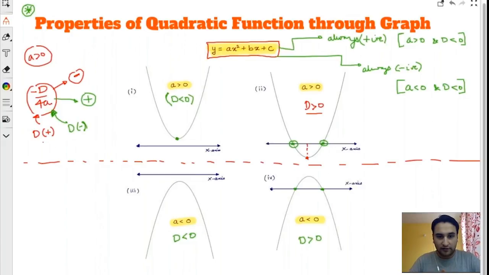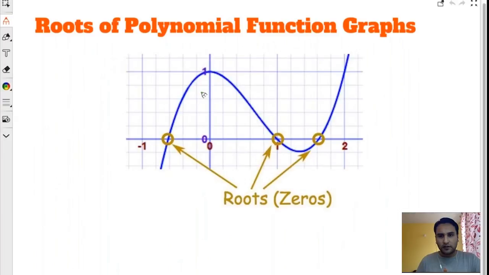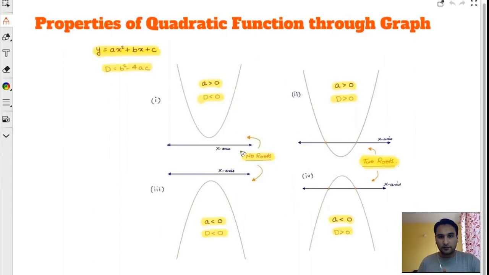So, roots everybody knows, right? I think I am not repeating. Roots you know, right? Wherever the graph intersects x-axis, these are the roots, right? Which all of you know. 3 roots here. So this is the summary.